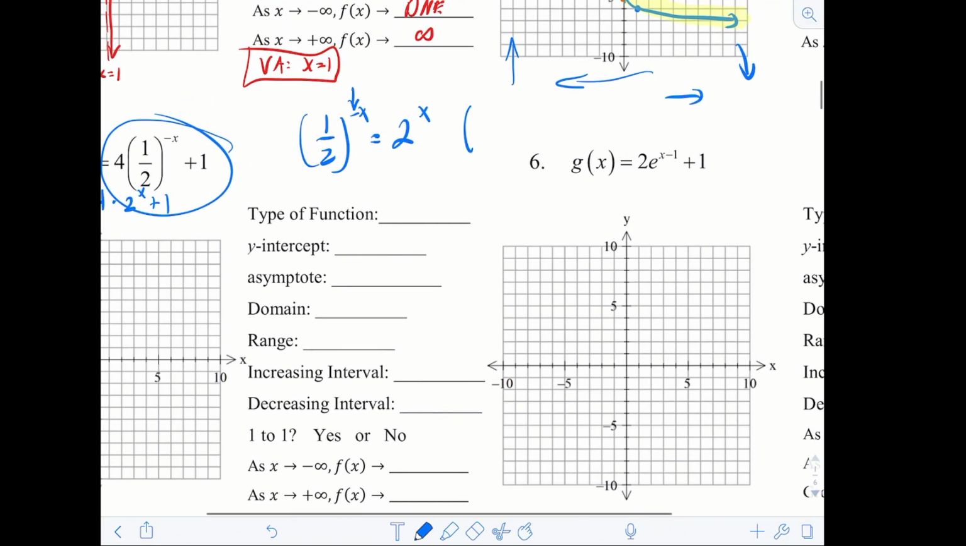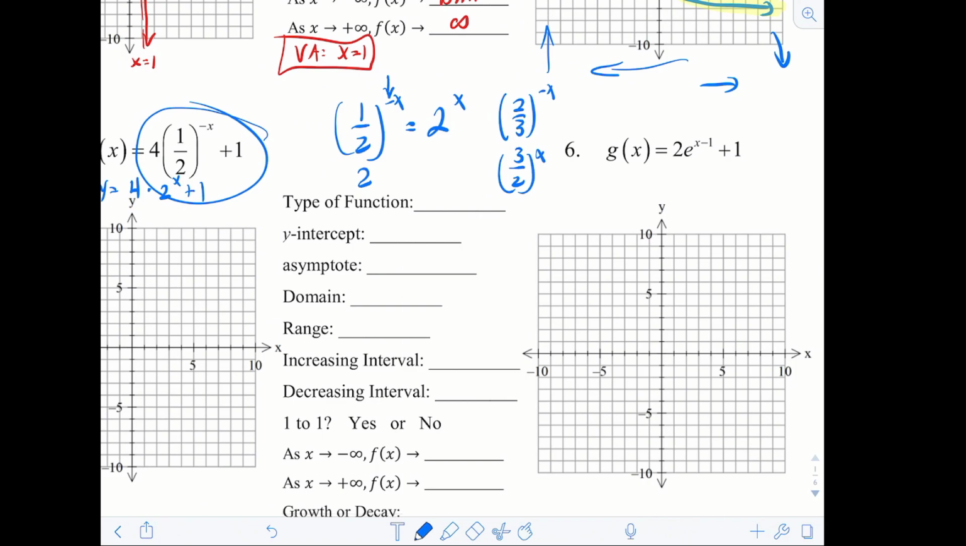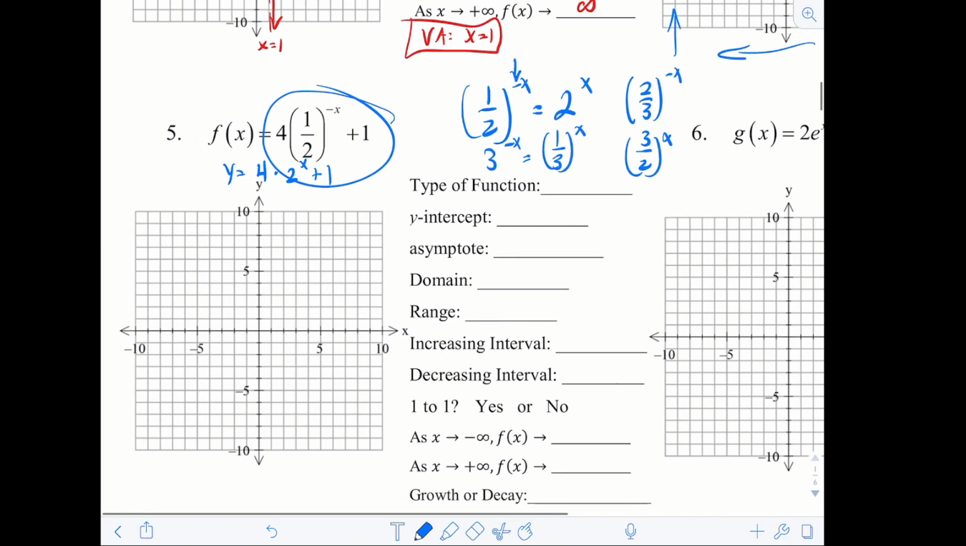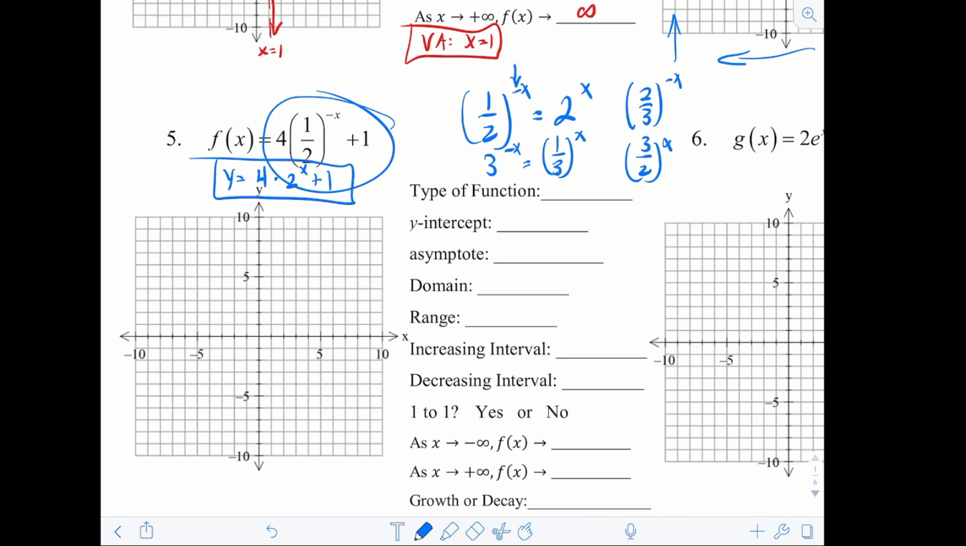So if I had, let's say, 2/3 to the negative x, I could rewrite that as 3 over 2 to the x. Now if I had 3 to the negative x, that could be equal to 1 over 3 to the x. There's other versions that can come into play, but really what you're doing is flipping that fraction. All right, so this is really the graph that I'm going to be graphing.